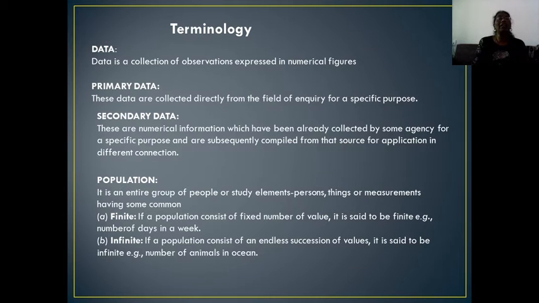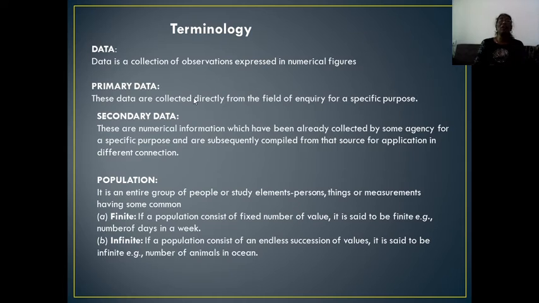It is an entire group of people or study elements, which include persons, things or measurements having something in common. That entire group is termed a population. That population may be finite or infinite. Finite means if a population consists of a fixed number of values, it is said to be finite. For example, as all of you know, a week has 7 days. The number of days in a week is an example of a finite population.